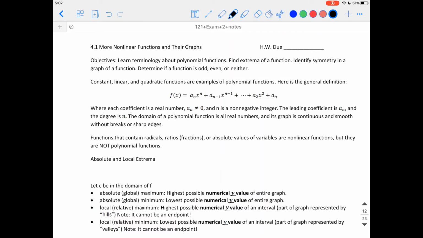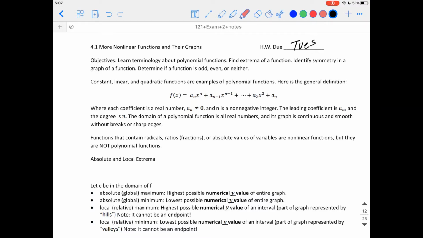Now we're going to talk about more nonlinear functions and their graphs. So the objectives are to learn terminology about polynomial functions, find extrema, identify symmetry, and determine if it's odd, even, or neither. So constant, linear, and quadratic functions are examples of polynomial functions.